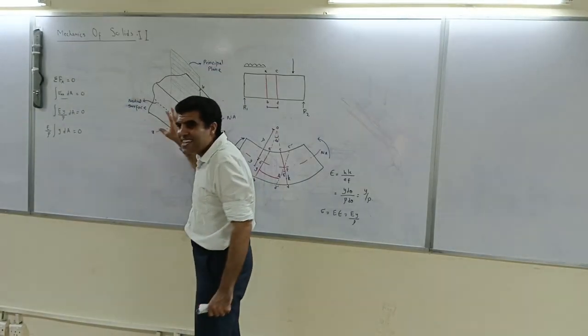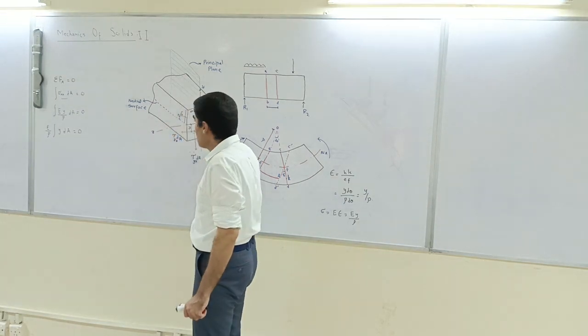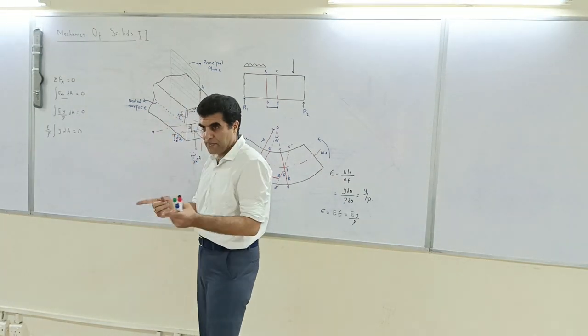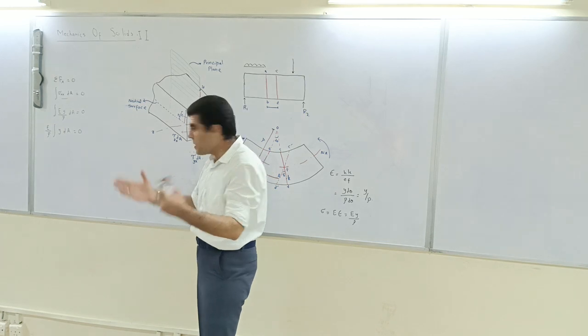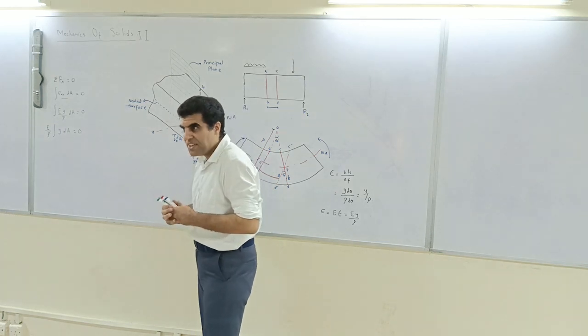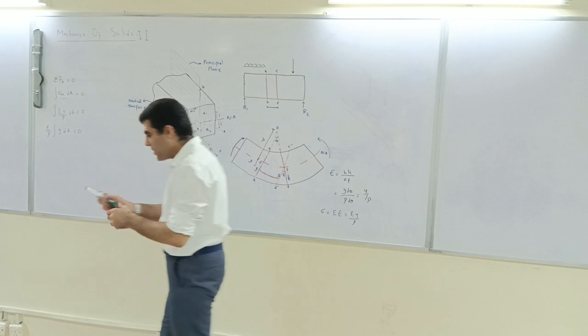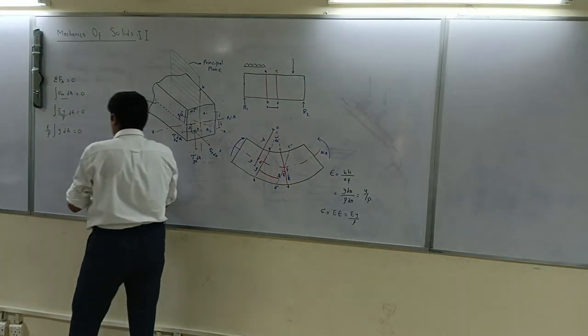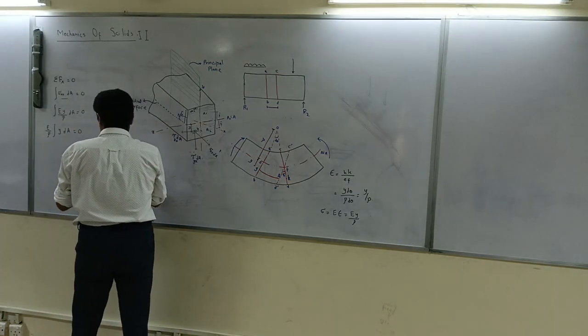So this is easy in the case of rectangular beams. In the case of a rectangular beam, you can understand. But what happens if your beam is, say, a Z purlin?